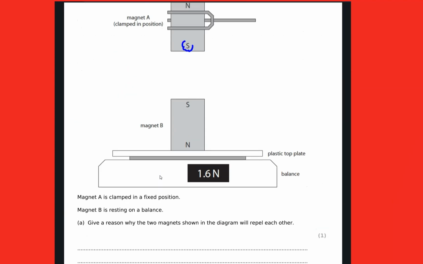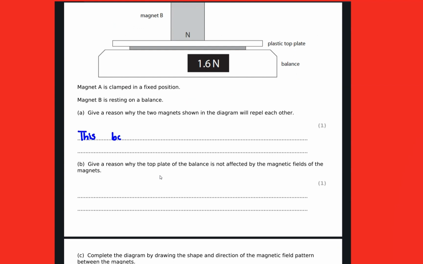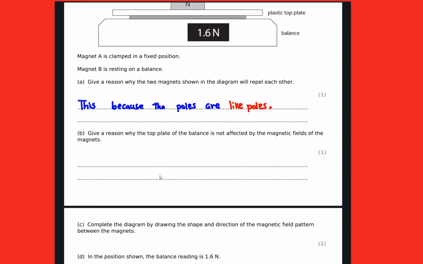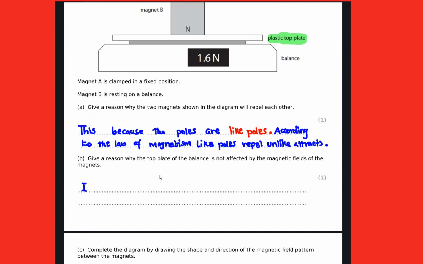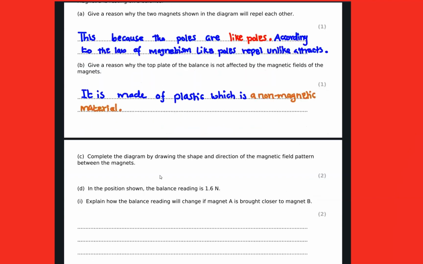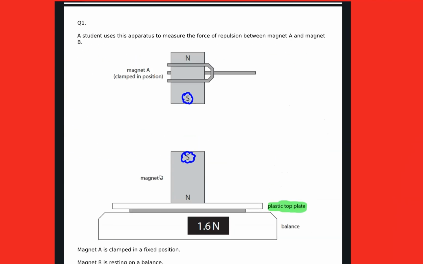The reason is they're going to repel each other because of having like poles. And this is according to the law of magnetism, that unlike poles attract, like poles repel. So that is the reason you are supposed to give for this particular point. And for that reason, it's not going to be affected because it's made of plastic, which is a non-magnetic material.